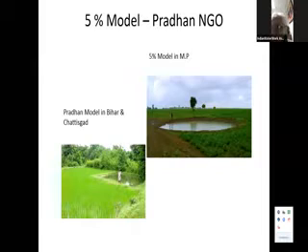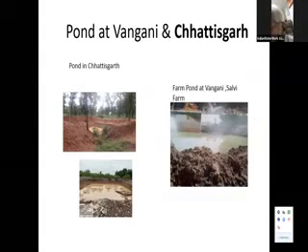This is a Pradhan model, that is the 5% model. On the left hand side you will see he is taking some crop, and on the same plot he has a pond also. So like this, if you could store your own surface runoff, depending upon the crop you are taking and rainfall in your own area, then I think the problem of irrigation can be best solved.